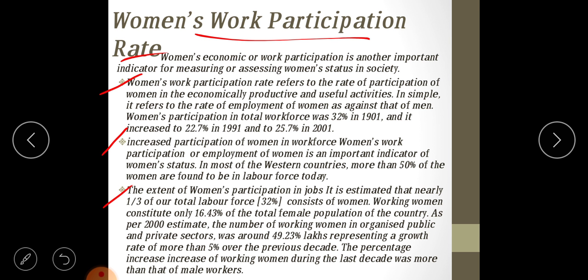The third one, we can see the extent of women's participation in jobs. See, it is estimated that nearly one-third of our total labor force, 32%, consists of women. Working women constitute only 43% of the total female population of the country. As per the 2000 estimate, the number of working women in organized public and private sectors was around 49.23 lakhs, representing a growth rate of more than 5% over the previous decade. The percentage increase of working women during the last decade was more than that of male workers.